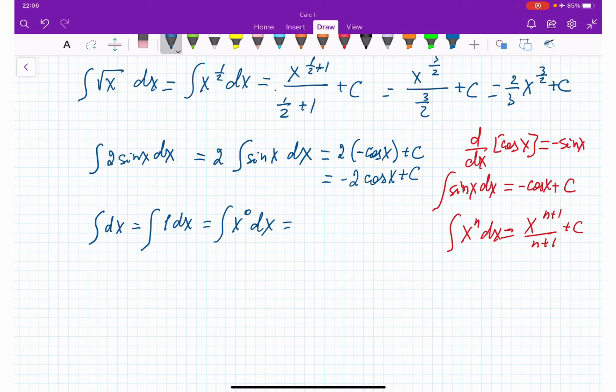So this is going to be x to the power 0 plus 1 over 0 plus 1 plus c, which is going to be equal to x to the power 1 over 1 plus c. Or I can drop the power 1 and the division by 1 and just write x plus c. Okay, next one.